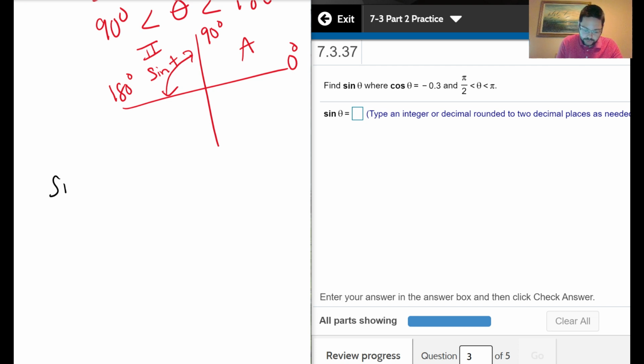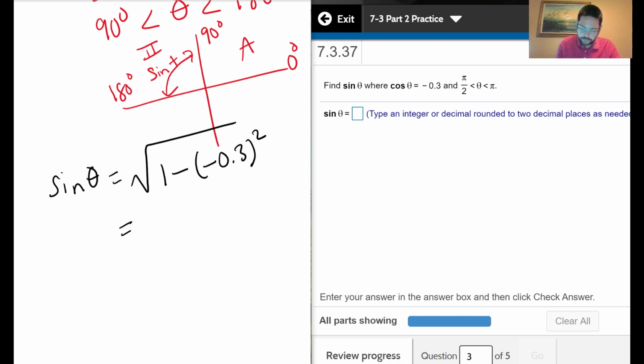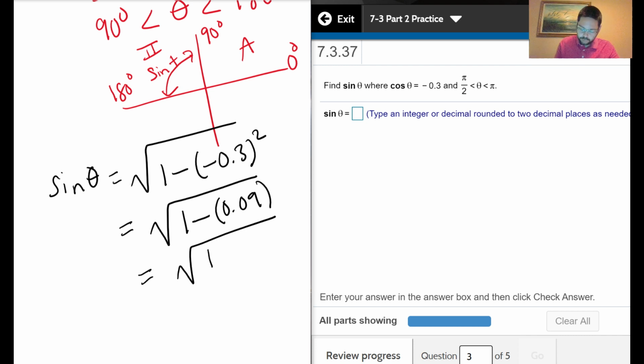So the Pythagorean identity: sine of theta equals the square root of 1 minus cosine squared. Go ahead and plug in for cosine. Cosine is negative 0.3 squared. So we have the square root of 1 minus 0.3 squared. 0.3 squared is 0.3 times 0.3, which is going to be 0.09. And 1 minus 0.09 is 0.91.